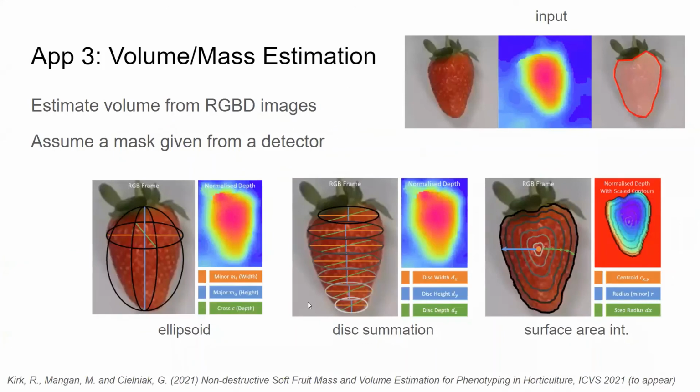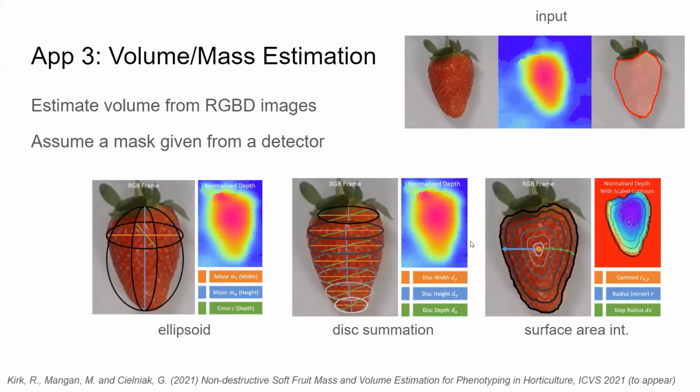And the final application is volume and mass estimation. Again, the work will be presented at ICBS, again done by Raymond. You look at methods where you can use RGBD images together with information from the detector and the segmentation mask to calculate the volume.